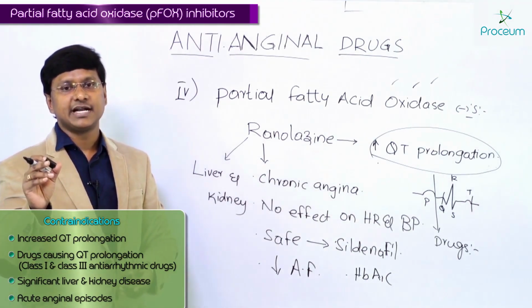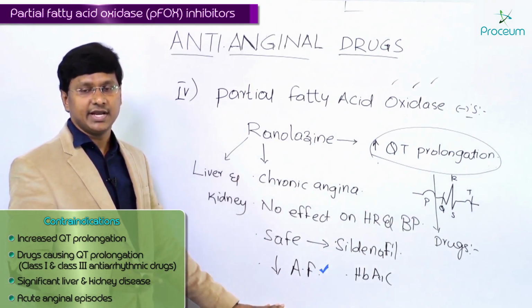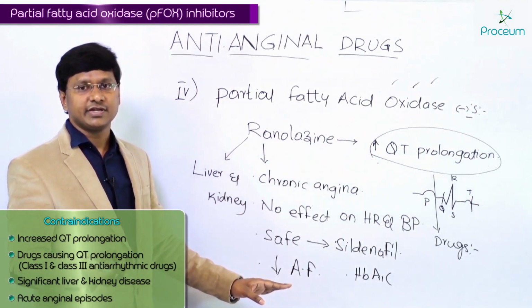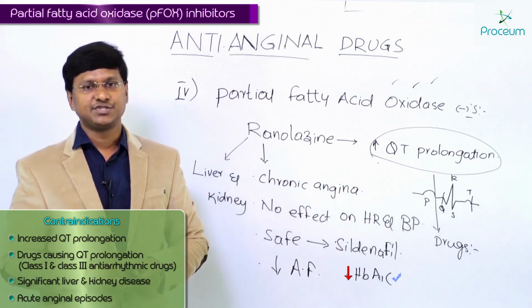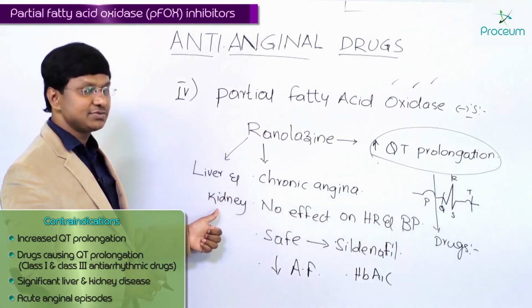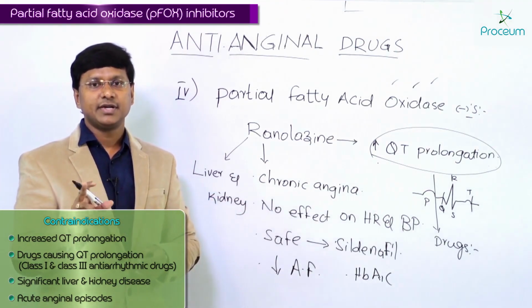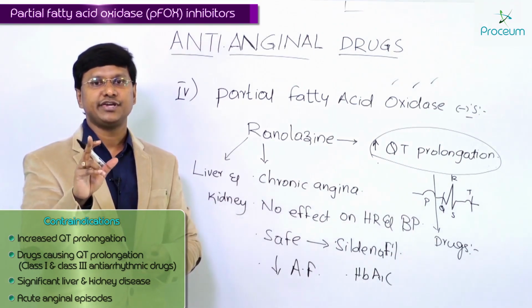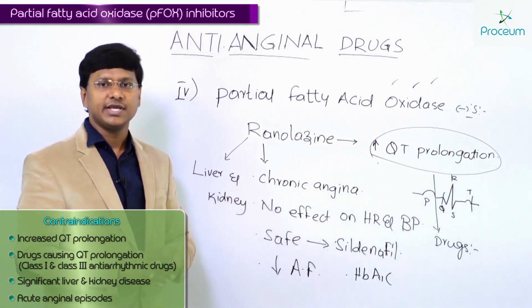Another important advantage of ranolazine is that it will decrease the incidence of atrial fibrillation, and it will also cause a small decrease in the HbA1c. Whenever the individual has liver as well as kidney disease, ranolazine is contraindicated. And remember, ranolazine is not used for the treatment of acute anginal episodes, it is used in the treatment of chronic angina.